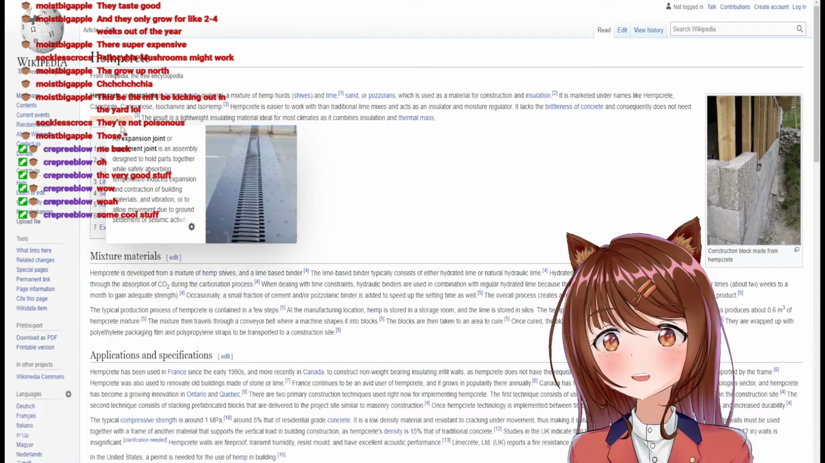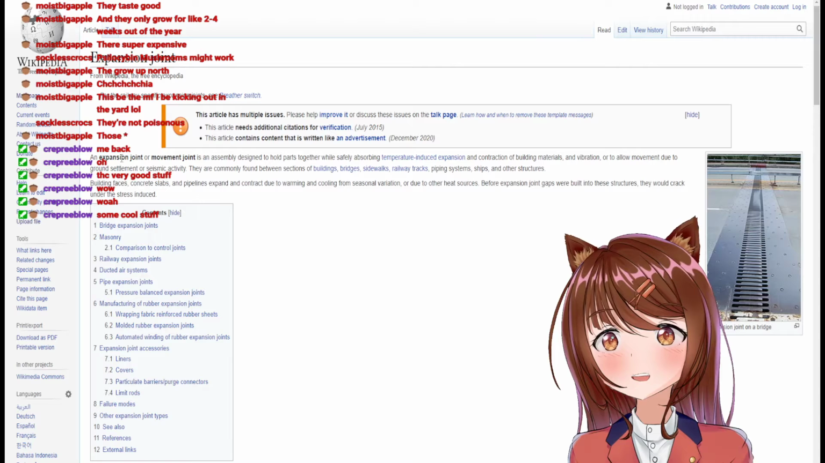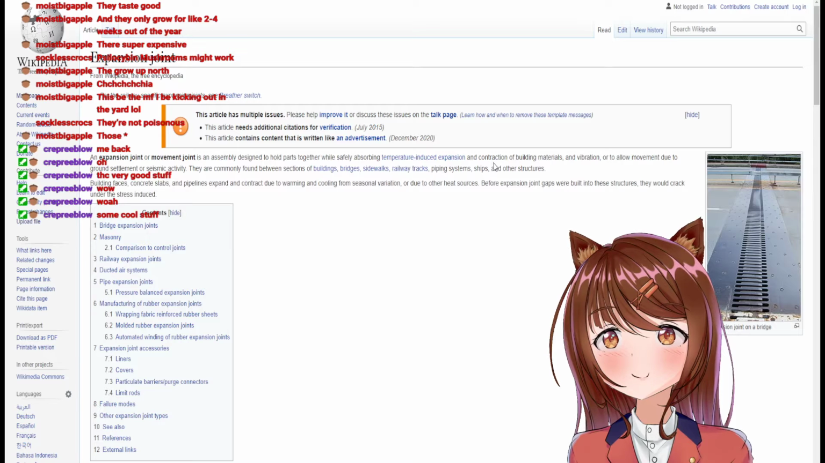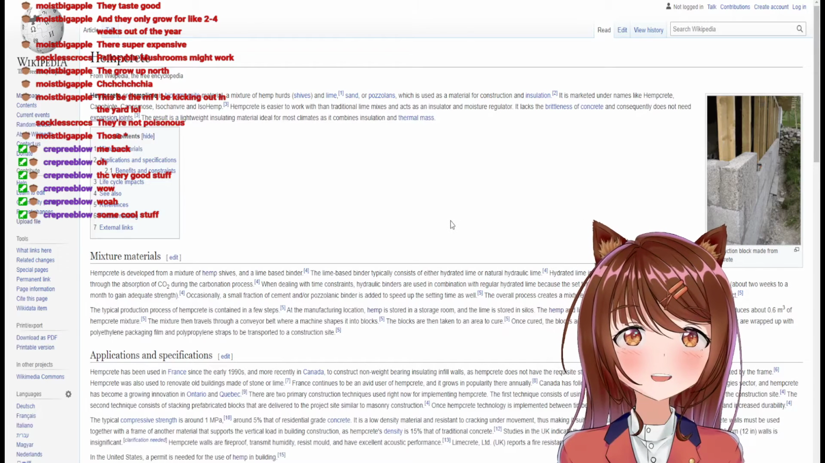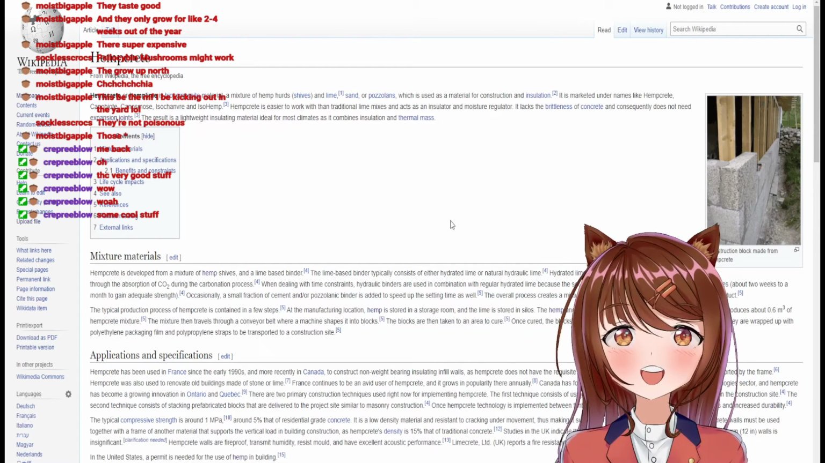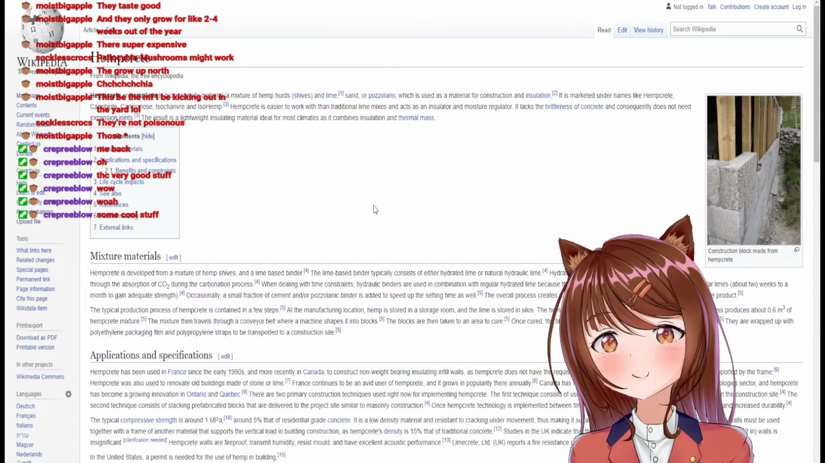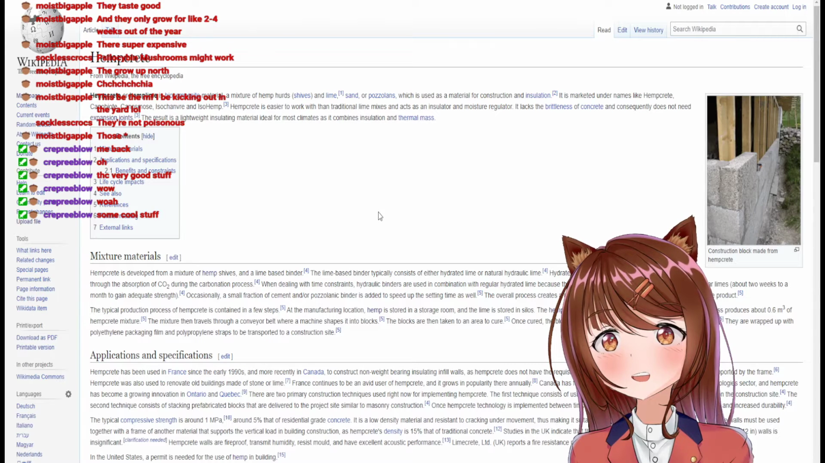Oh. What are expansion joints? An expansion joint or movement joint is an assembly designed to hold parts together while safely absorbing temperature-induced expansion and contraction of building materials and vibration, or to allow movement due to ground settlement or seismic activity, so earthquakes. They are commonly found between sections of buildings, bridges, sidewalks, railway tracks, piping systems, ships, and other structures. Expansion joints on a bridge. Wow. But hempcrete doesn't need that. Hempcrete has all the expansion it needs already. Wow.